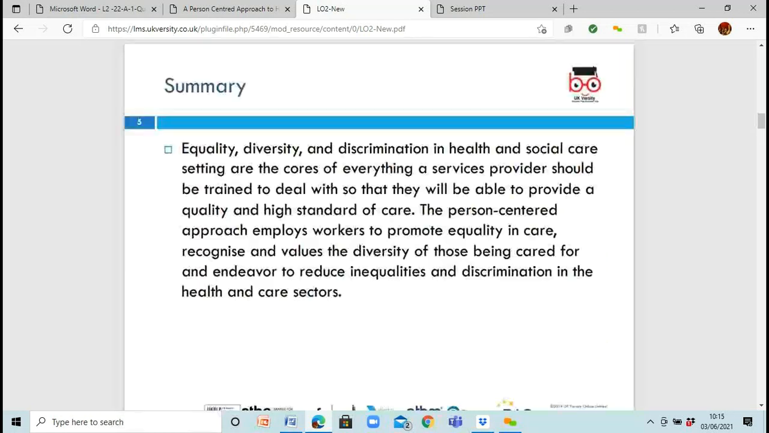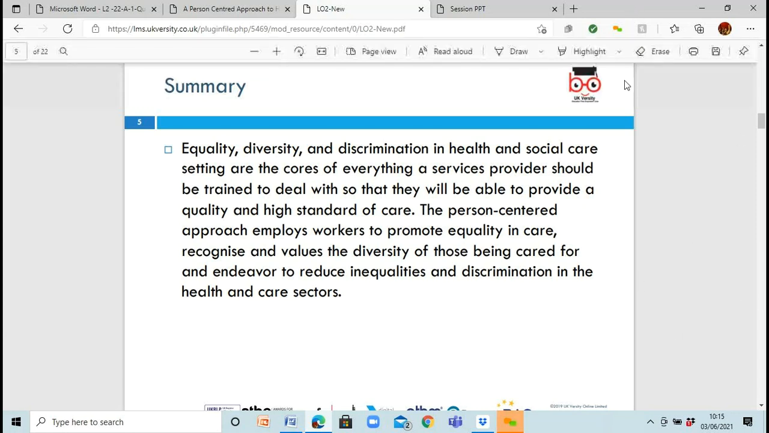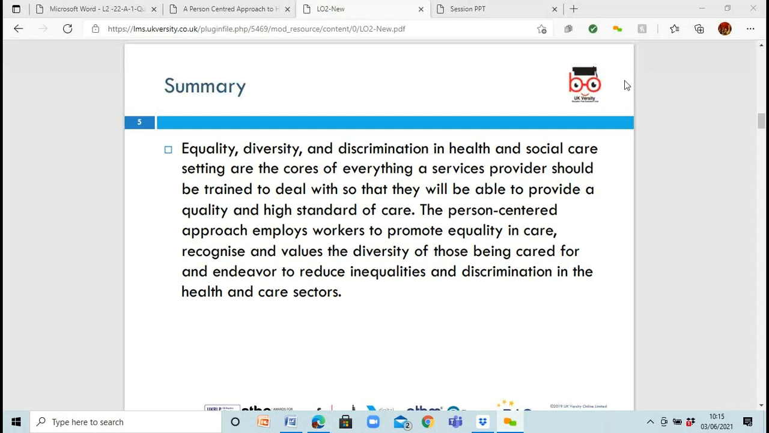I get it. Fantastic. So to summarize, equality, diversity and discrimination in healthcare settings are actually at the core of everything. You're going to be trained to deal with all of these issues at a high quality and a high standard of care on a daily basis. Even automatically, you'll be making sure that you're not discriminating against others, that you're treating everyone equally, and that there are a lot of different types of people that you will come across. So if you're working in healthcare, or even if you're dropping your children off to school, you'll notice there's a diverse range of people everywhere you go.